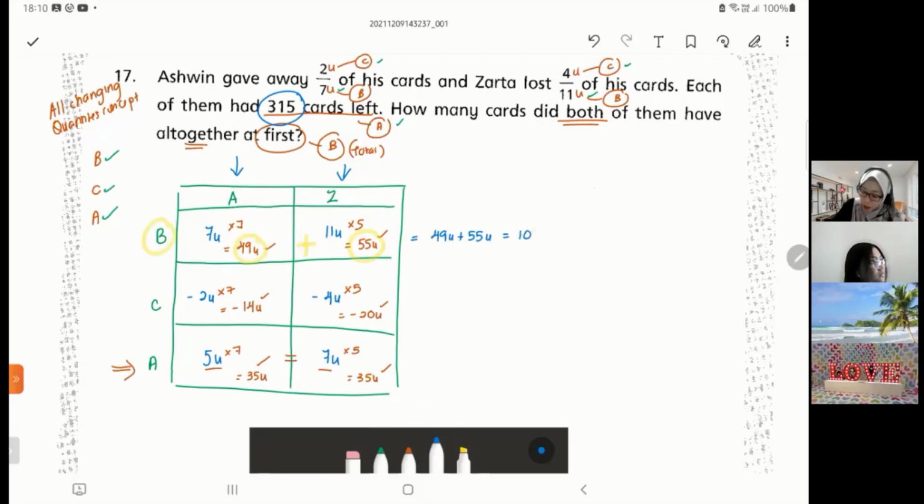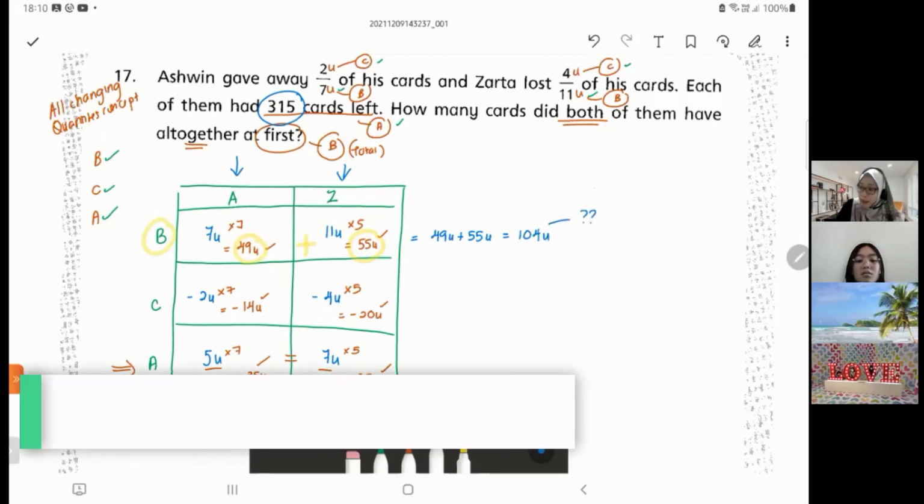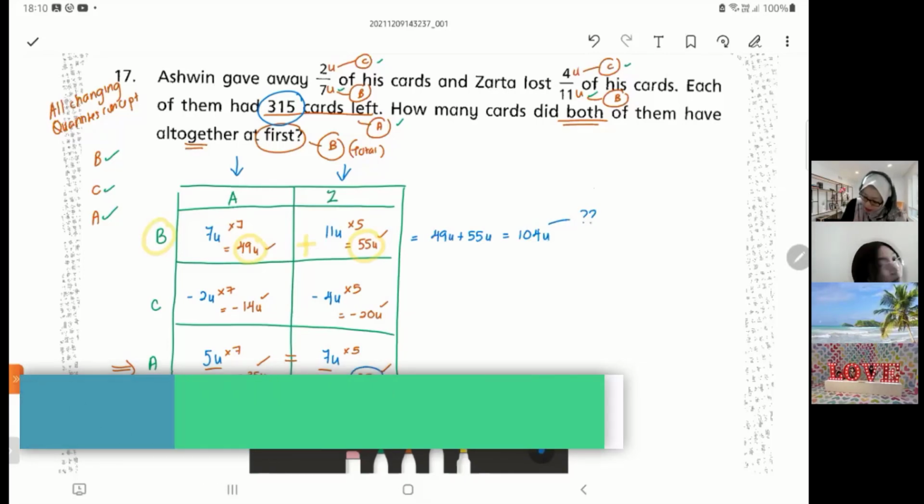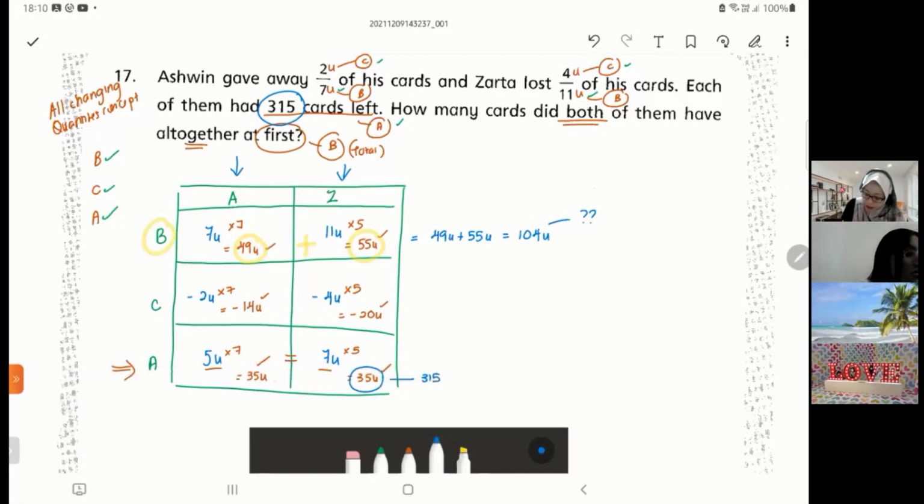I want to find 104 units. This is what I want to find. Before that, I know that each of them has 315 cards left, which means this is 315 and this is also 315. So I can just use any one, same thing, right?